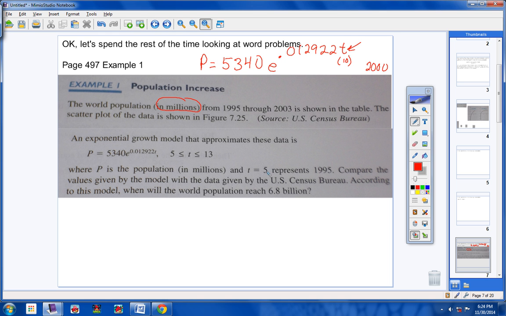t equals 5 is 1995. t equals 6 would be 1996. t equals 7 would be 1997. t equals 10 would be the year 2000. So I can put a number in and get out the population in a certain given year. Now, according to, hold on one second, please. According to this model, when will the world population reach 6 billion? Now, please let me help you. First of all, it's a model that's in what?